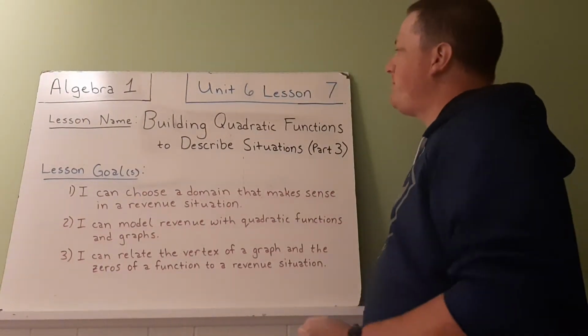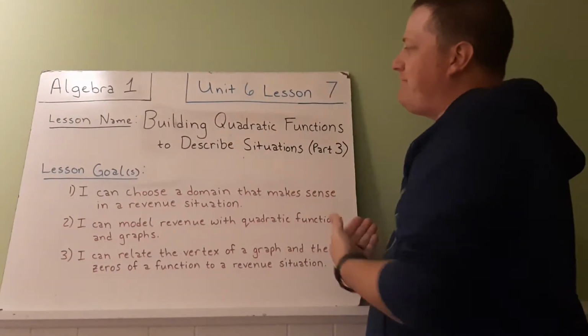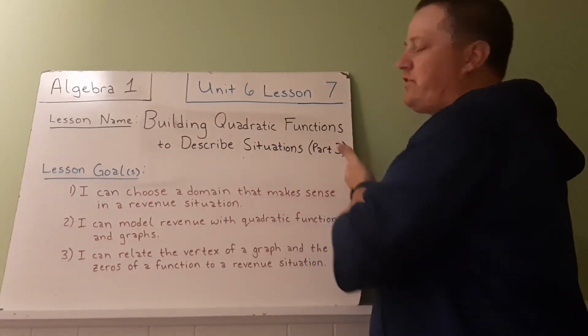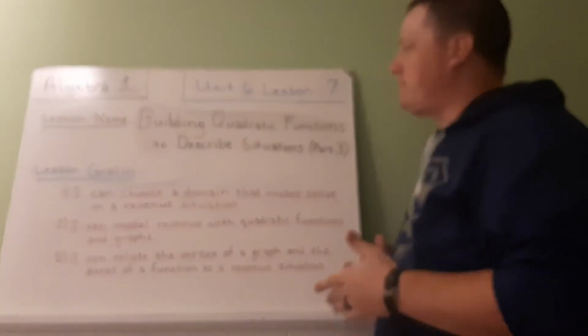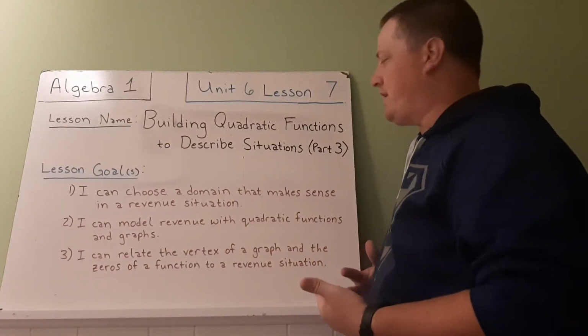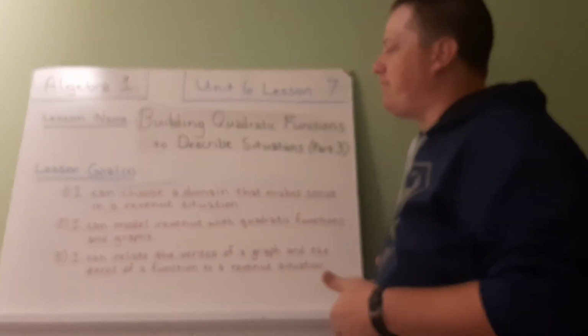All right, Algebra 1 students, let's look at Unit 6, Lesson 7, Building Quadratic Functions to Describe Situations, Part 3. So we're finishing up this situation of putting quadratic functions with situations. This is the third part of 3.